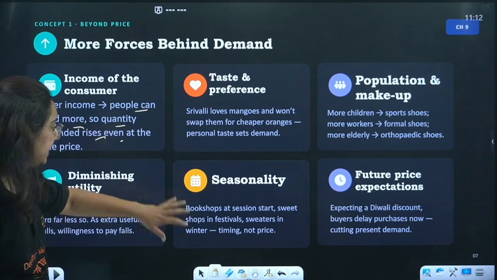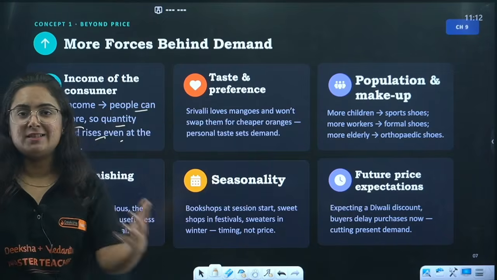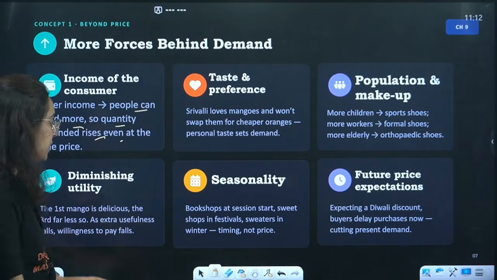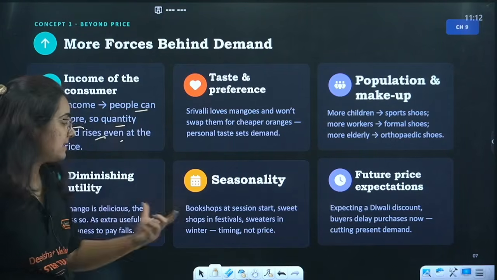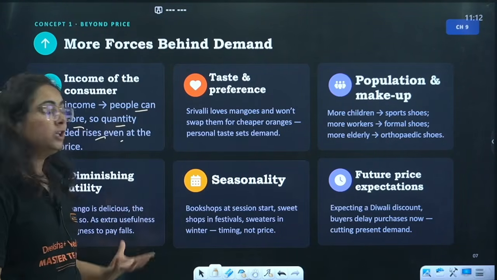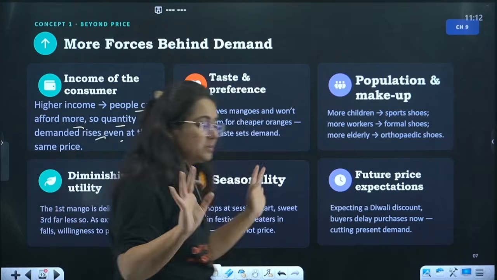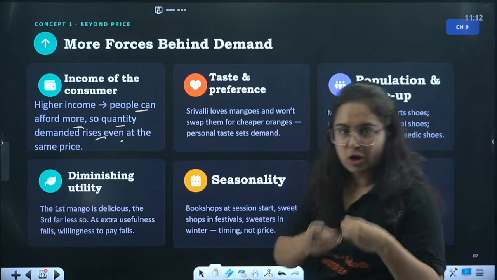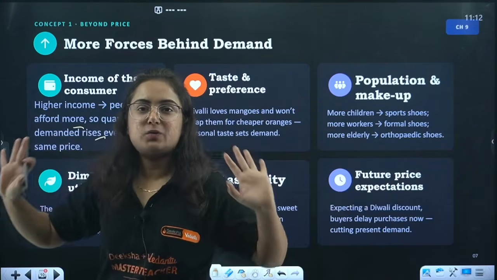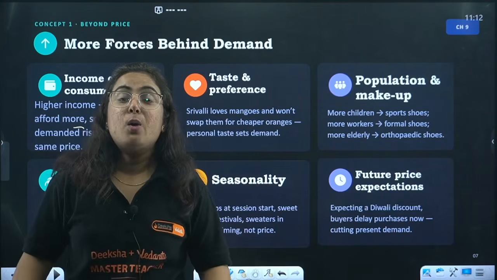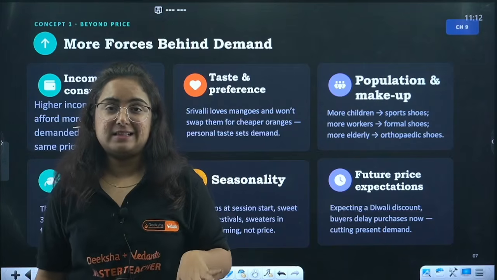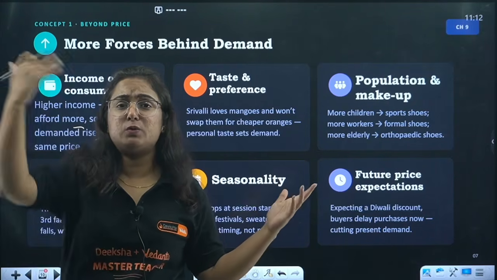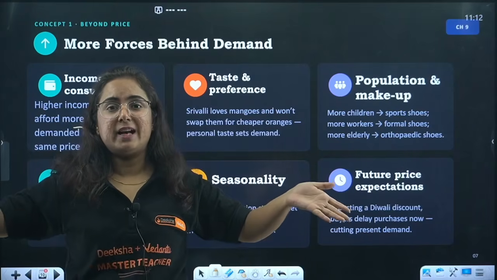Next comes seasonality. Yes, bookshops when the season starts, what happens? There will be more crowd, and prices depend upon that. Sweet shops in the festivals, prices depend on that. Sweaters in winter. It has always been said by my mama that whenever the winters are just coming or leaving, buy the sweaters at that time, because the prices will be less. Why? Because at that time the demand is less, right? When it's extreme winter, prices will be high and quantity demanded is high, right?